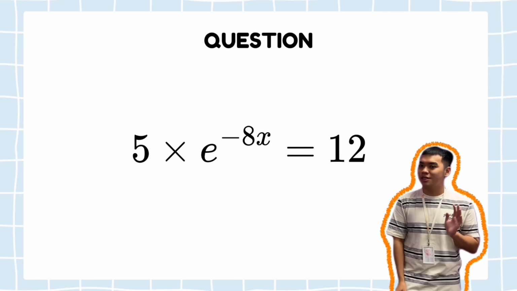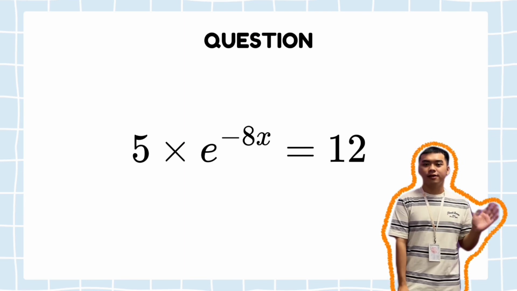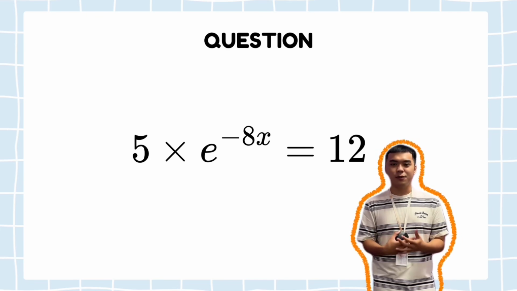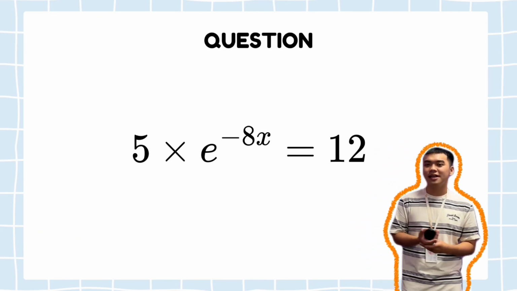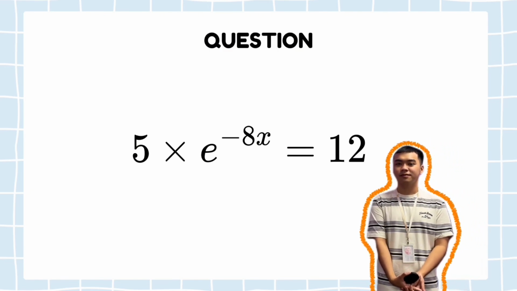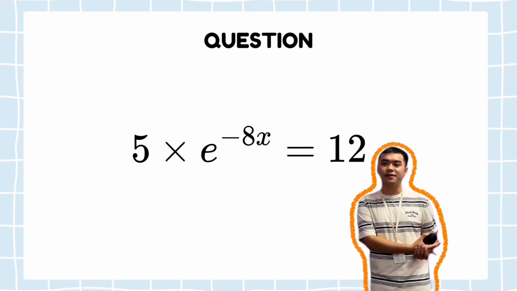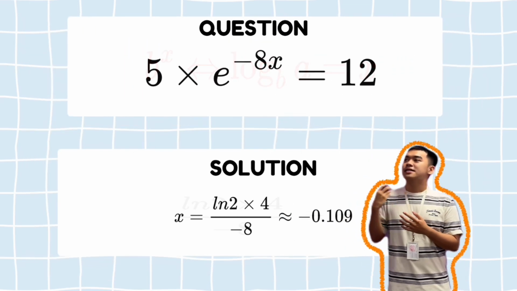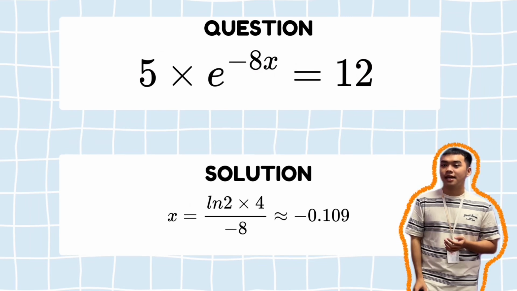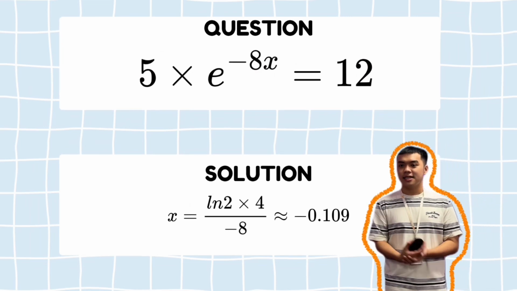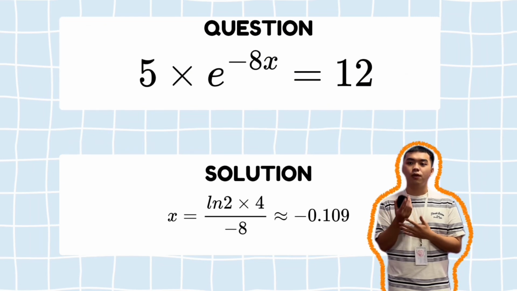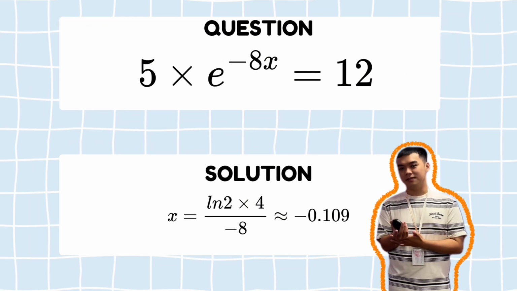So you are already familiar with the way we solve this kind of exercise. So we want to trick it a little bit. We won't give you the steps, and you have to solve it by yourself. You can pause the video right now. Okay, so the solution to this one is x approximately equal to minus 0.109. Are you correct?